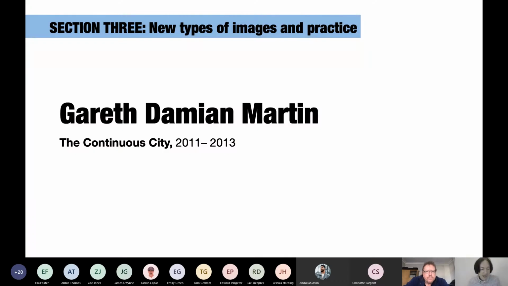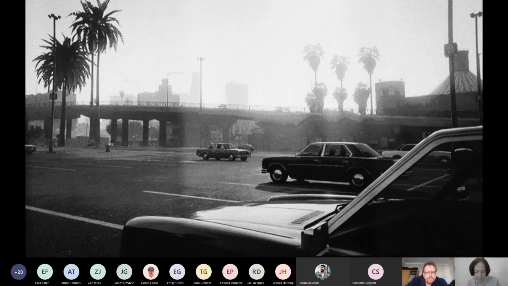So Gareth Damian Martin works with in-game photography, The Continuous City. I think this is Grand Theft Auto. These are images, and I'll just read a little bit about his work. The Continuous City is Martin's photographic journey through the most exciting, diverse and strange urban spaces of our time. Those are video games. Structured as a travelogue through a rich tapestry of different virtual cities, it draws out aesthetic connections between game spaces across genre, style and setting.